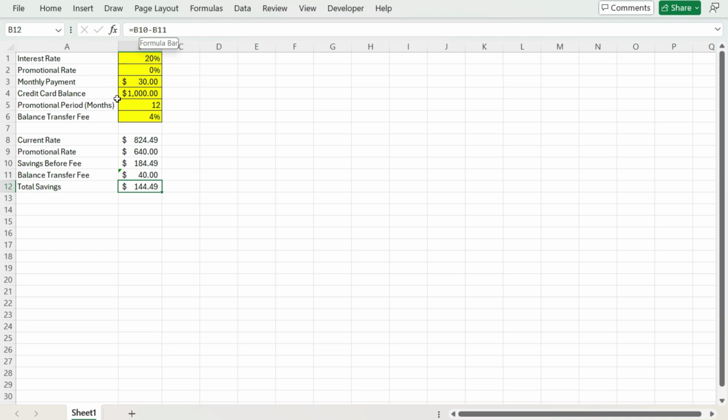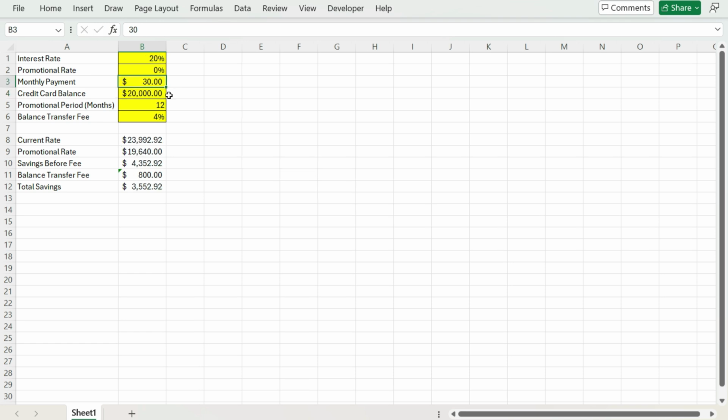that is our total savings based on this scenario. Now let's assume that we're looking at a much bigger credit card balance. Let's say $20,000, and let's say our monthly payment is $600. So in this case, we're saving about $2,889.74. And so that's at a 0% promotional rate. But what if it was a promotional rate of only 1%? Then our savings goes down, at 2%, even lower.